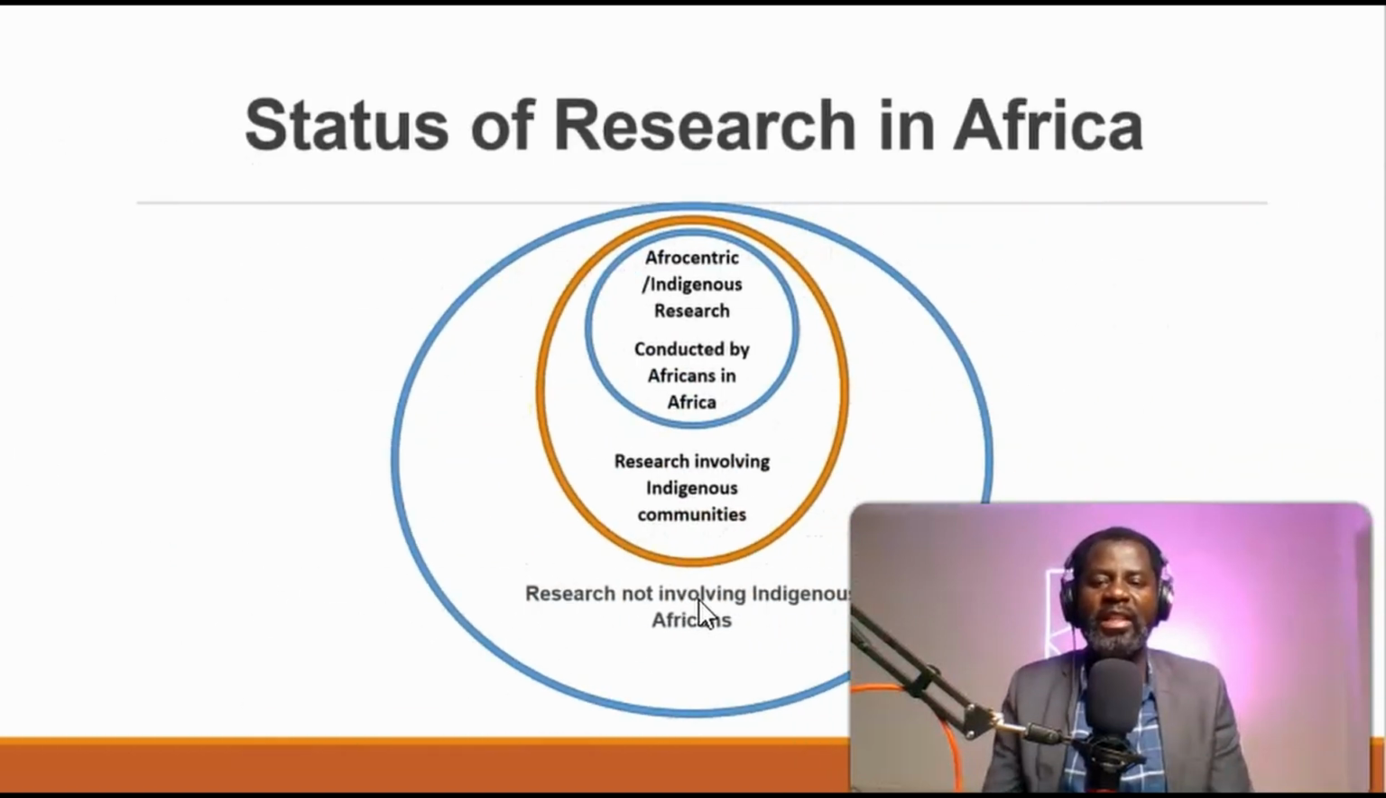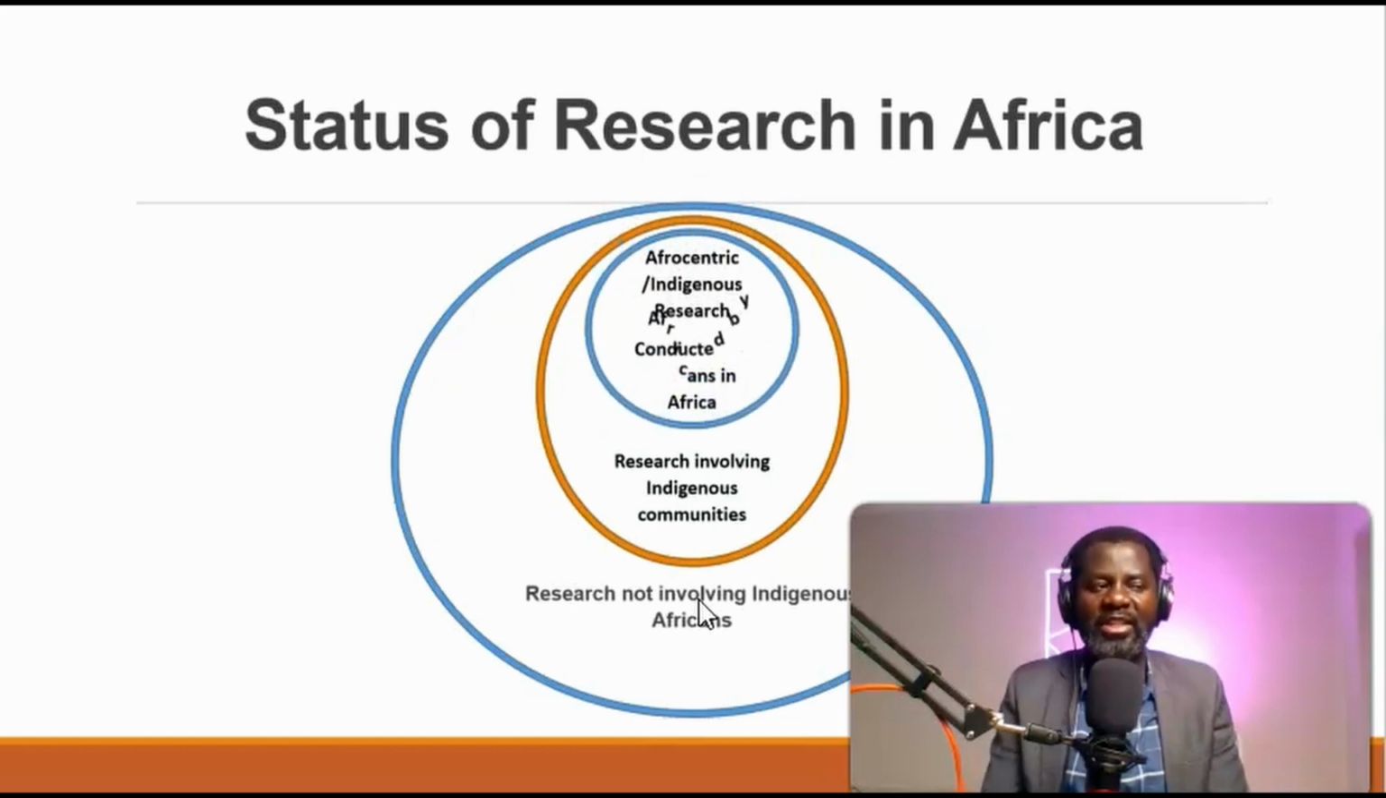Let's look at the status of research in Africa. Conducting research in Africa can take three shapes or forms. I have put this diagram, which you can see on the screen, and in the outermost layer, you can see that there is research which does not involve Africans. It is conducted by Western or European researchers, or let me just say by people who use Western research methodologies and paradigms. And then we've got research that is conducted in Africa, and this research involves indigenous communities to a certain extent. We are going to discuss this further.